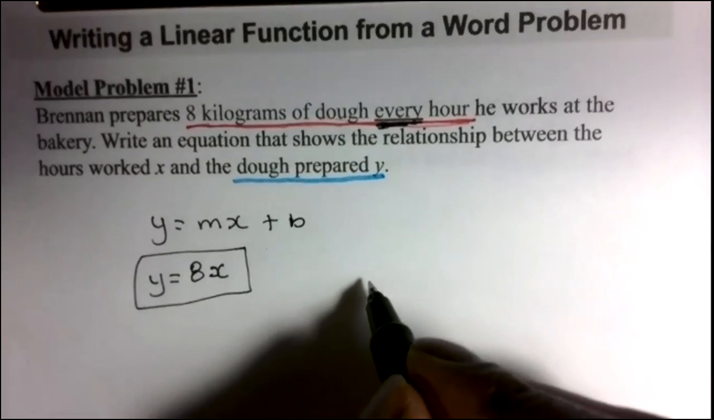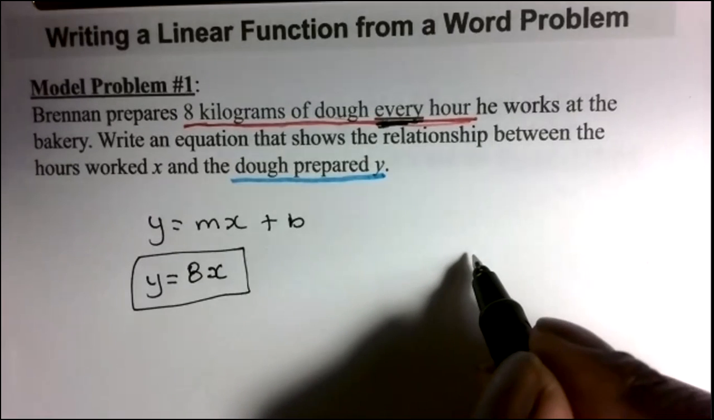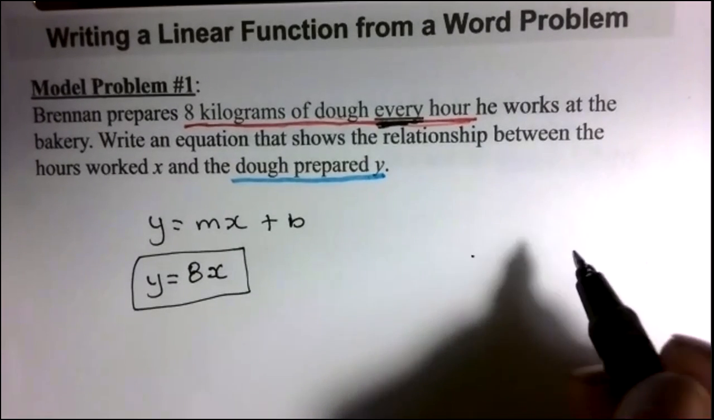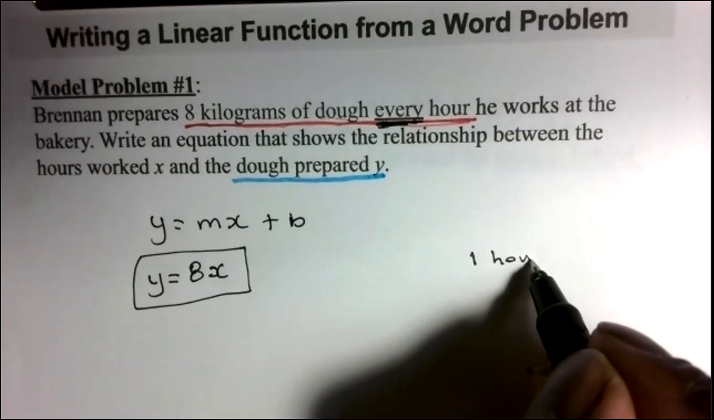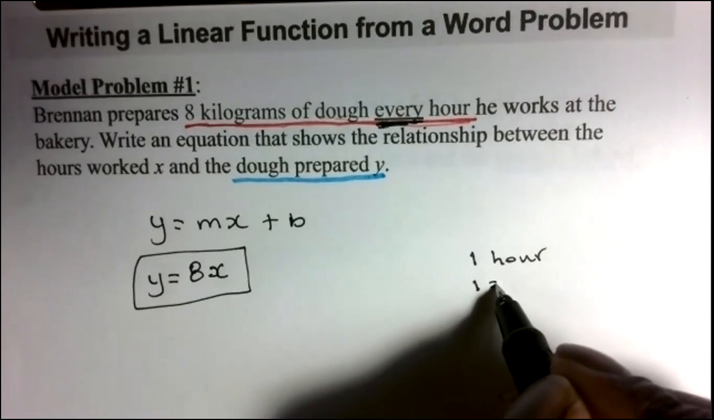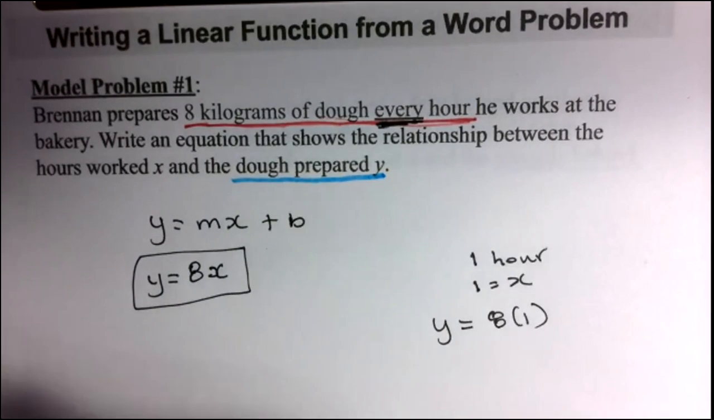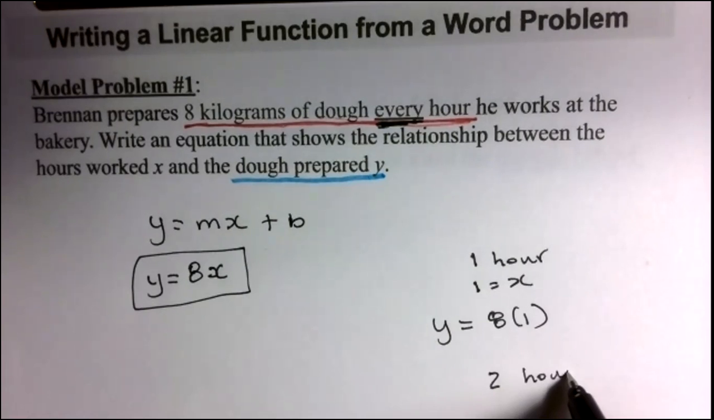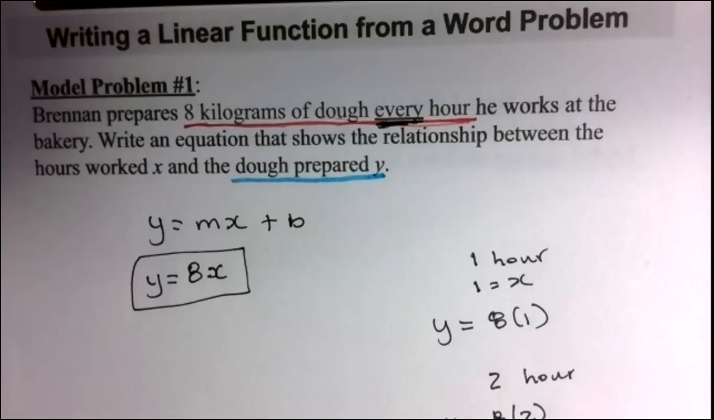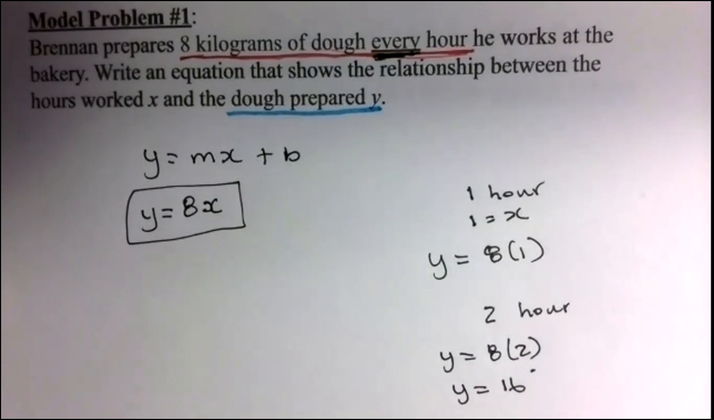So let's just say, what if he worked 1 hour, right? If he worked 1 hour, we're gonna substitute 1 for X. So Y would be what? 8 times 1. So in 1 hour, he would make 8 kilograms. If it was 2 hours, right? We're gonna do the same thing, substitute the 2 for X. So Y is equal to 8 times 2. So we would know that in 2 hours, he would have produced how many? 16 ounces. 16 ounces of dough, and it goes on and on.